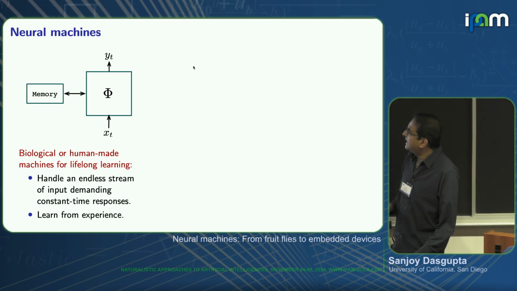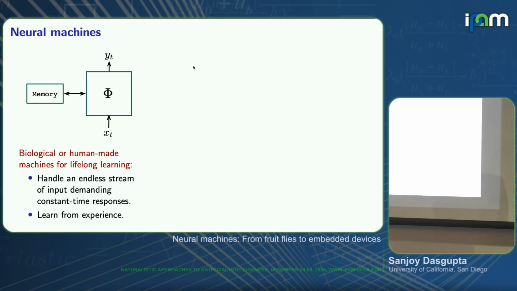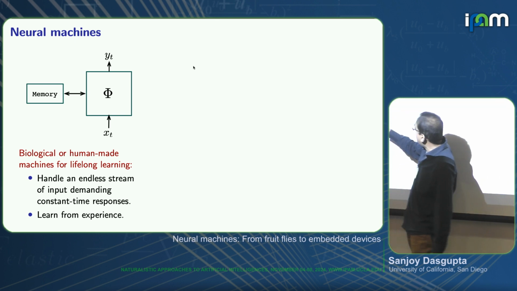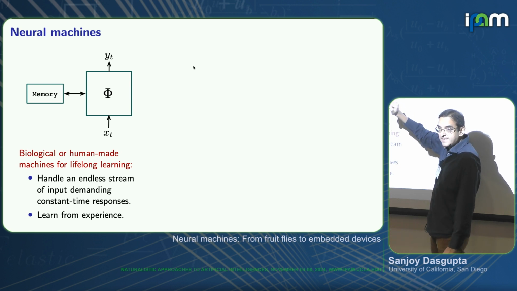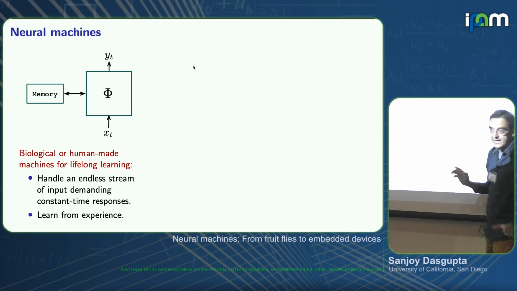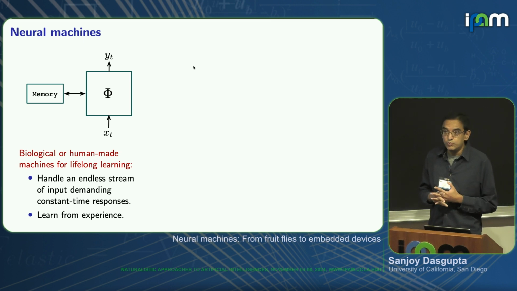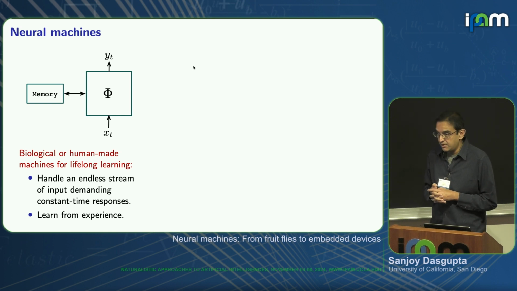So what I mean by a neural machine is just a machine, biological or human-made, that is capable of lifelong learning, okay? And so this is just some device that at each point in time receives some input, has to immediately produce some action or output in constant time, let's say, and has access to some memory that it can update as needed, okay? So the main thing is that in contrast to a Turing machine, which is geared towards a single computation, this machine has to endure, okay? It has to learn from experience, adapt to changing environments, and so on. So this is sort of a vague and broad notion, but there are several parts to it.